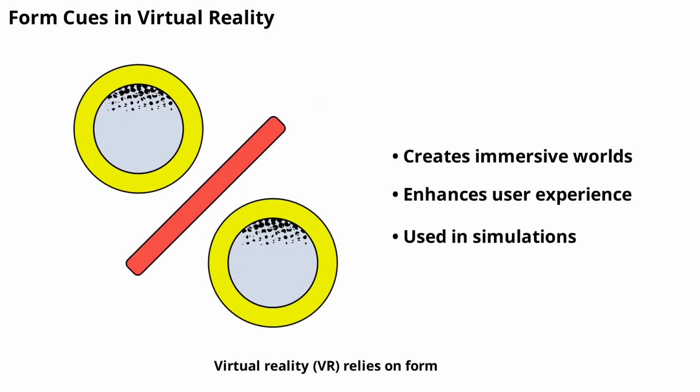Virtual reality (VR) relies on form cues to create immersive digital worlds. Accurate shading, perspective, and motion cues make virtual environments feel real. Developers use these cues to enhance user experience and create convincing simulations for gaming, training, and education.